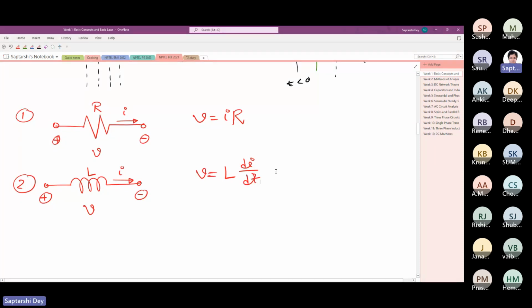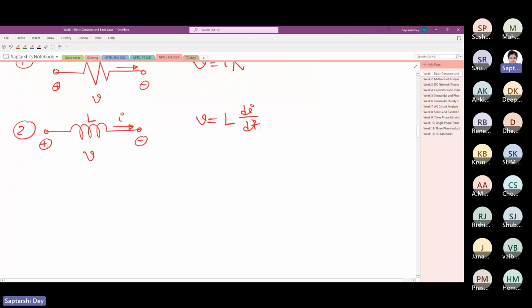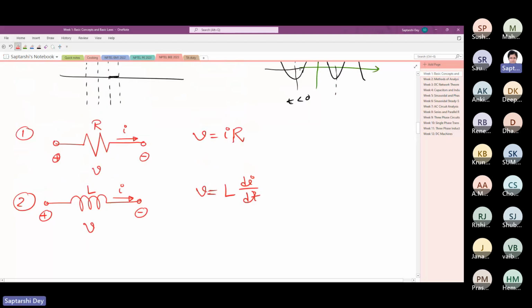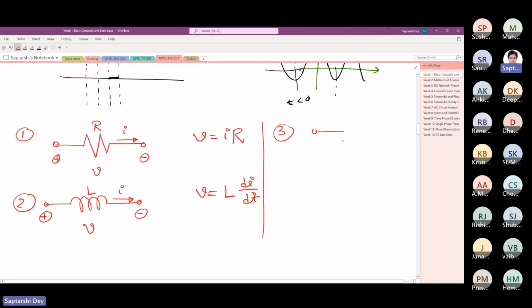Always remember, when you are writing V equals L di dt, this must be the directions of voltage and current. If you think otherwise, we will look into it. Let us complete this discussion and we will look into that. So resistor and inductor are done. Third one is capacitor like this.